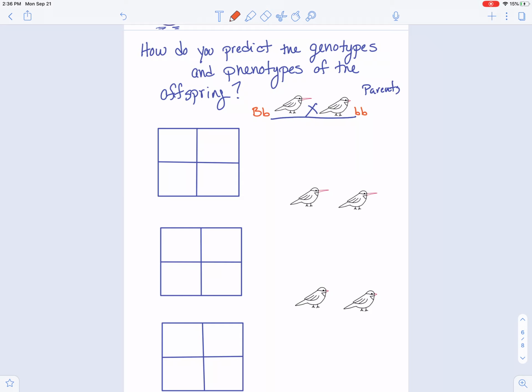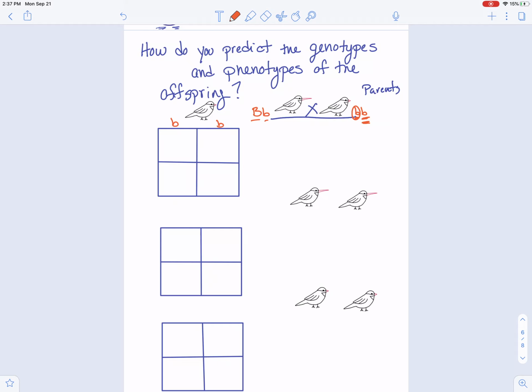So what are the chances that these parents have short-beaked or long-beaked babies? The first thing I have to do is look at what are the potential gametes for these. So this bird right here has two potential gametes. This bird is either going to pass on a little b or it's going to pass on a little b. So it's either going to pass on this allele or it's going to pass on that second allele. One of those two.